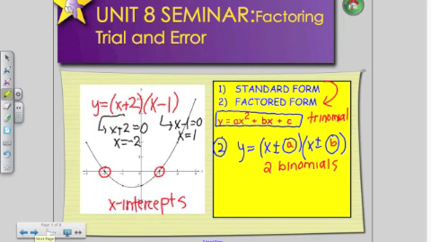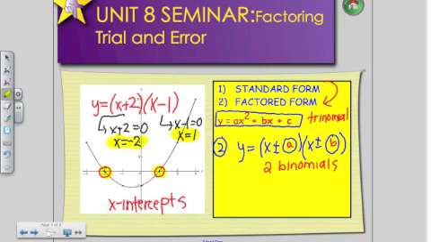So my two values of x actually correspond to the x-intercepts. So whenever you see a quadratic equation written in factored form, you should connect that with solving for the x-intercepts of your graph. Now I'm actually going to teach you the trial and error method.